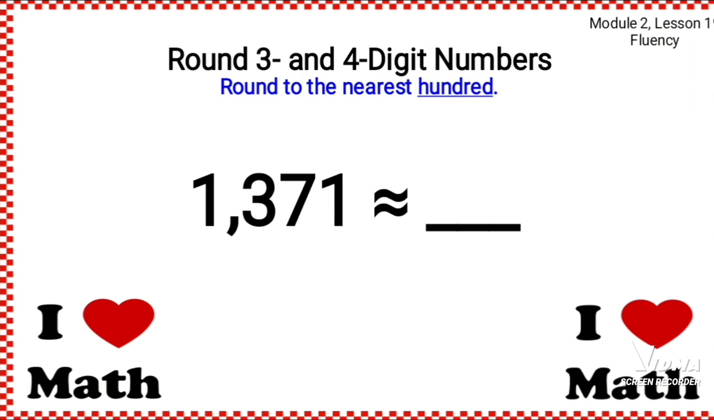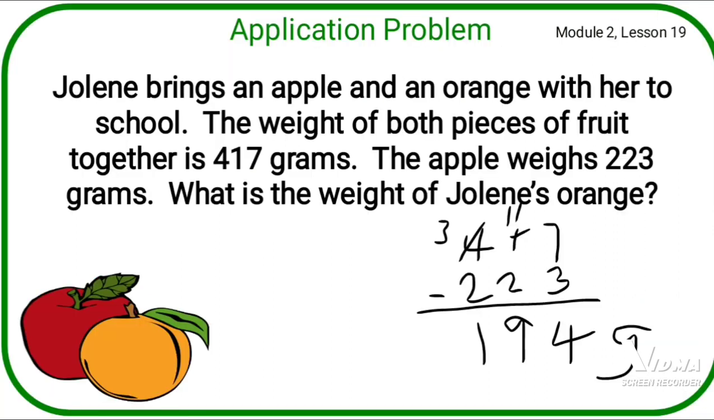What of 1371 to the nearest hundred? It is 1400. 1450 to the nearest hundred. Now the endpoints here are 1400 and 1500. 1450 is halfway, so we can round it off to 1500.